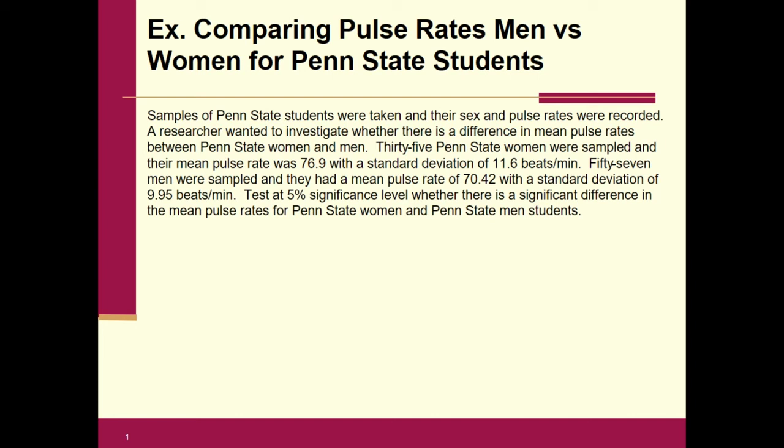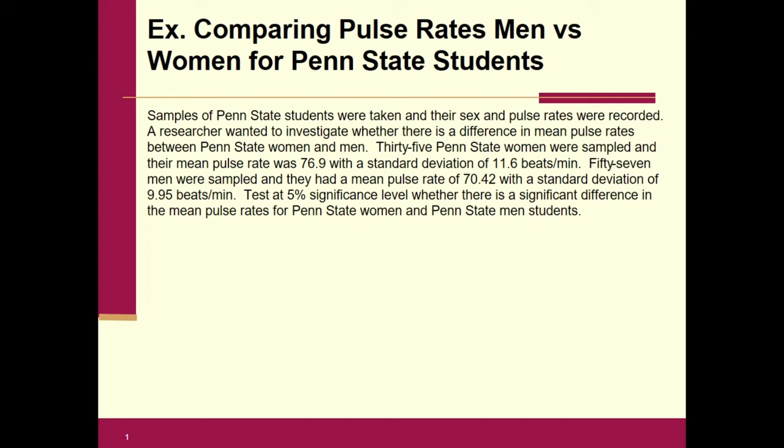35 Penn State women were sampled, and their mean pulse rate was 76.9 with a standard deviation of 11.6 beats per minute. 57 men were sampled. Of course, they were Penn State students. All right, and the mean was 70.42, standard deviation 9.95. All right, test at the 5% significance level. So there, we know that we're running a hypothesis test, whether there's a significant difference in the mean pulse rates.